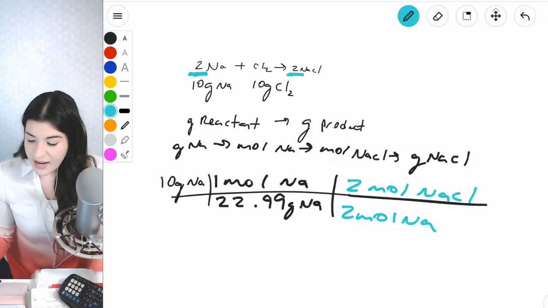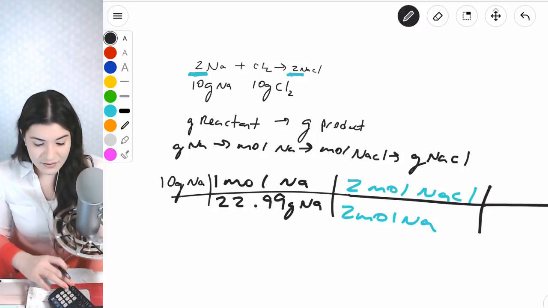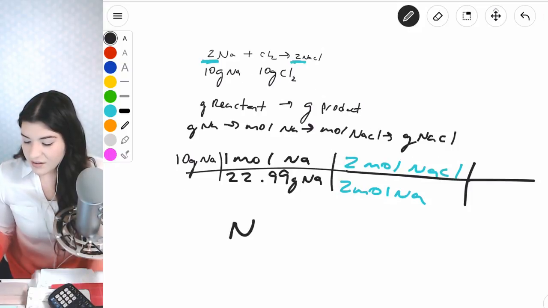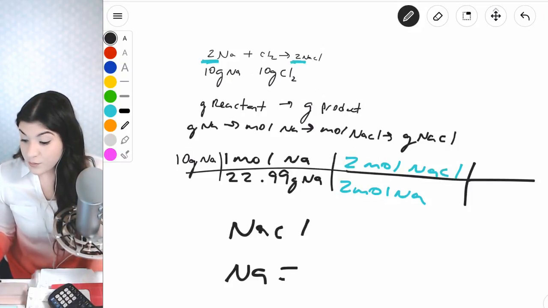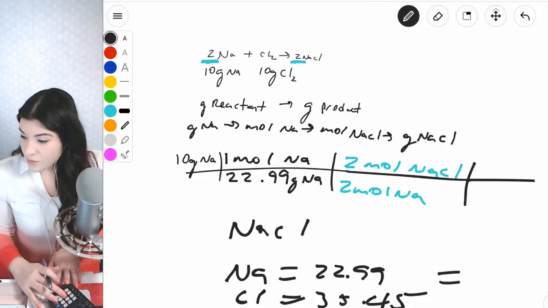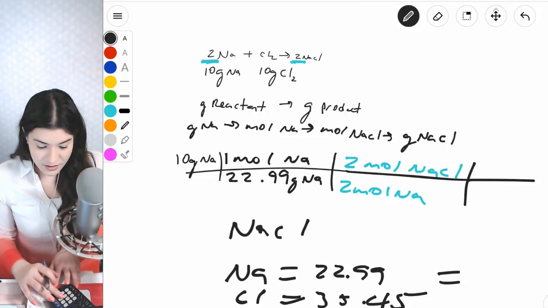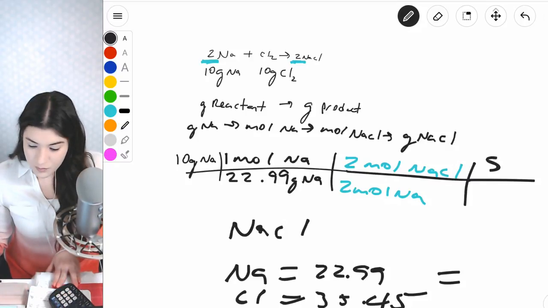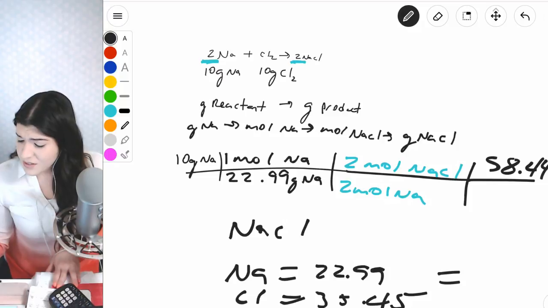And then next, we'll find the molar mass again. I forgot what it was. The molar mass of NaCl is Na, 22.99, plus Cl, 35.45. Add those together and we'll see what we get. 22.99 plus 35.45 is 58.44. And I'm going to do this same sort of setup again and check the other reactant.